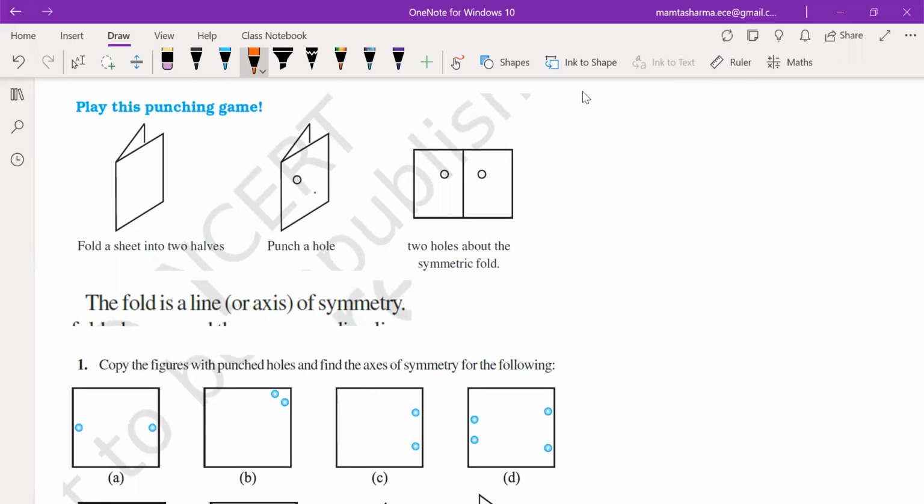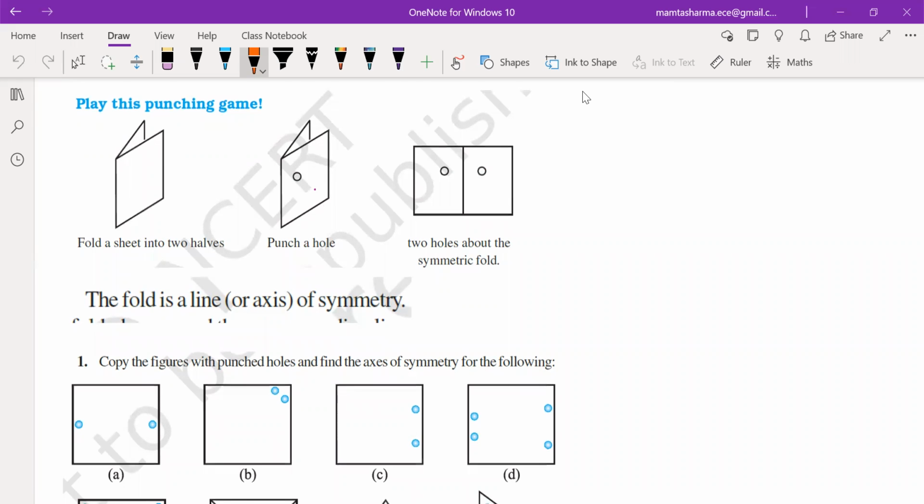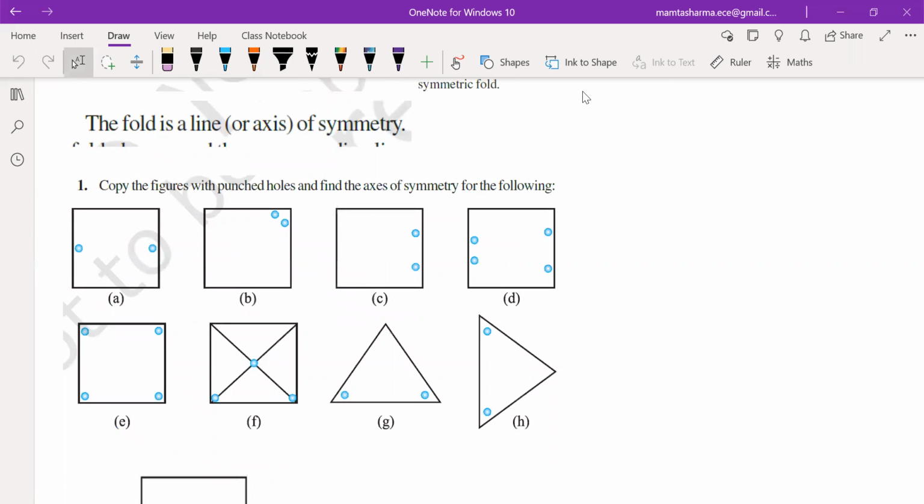Now when you fold it, you can see that both the holes will coincide with each other. Both the holes will be one on the other. Okay. Sure, Pranav? Okay, ma'am. So now I'm giving a few examples. From these holes, see the location of these holes and find the axis of symmetry.